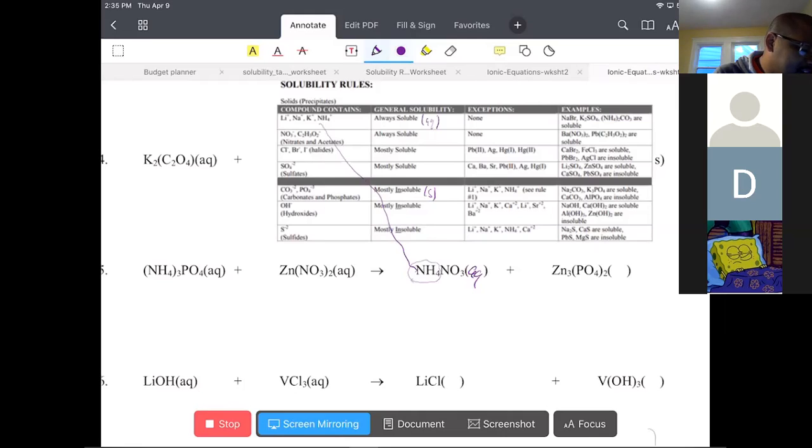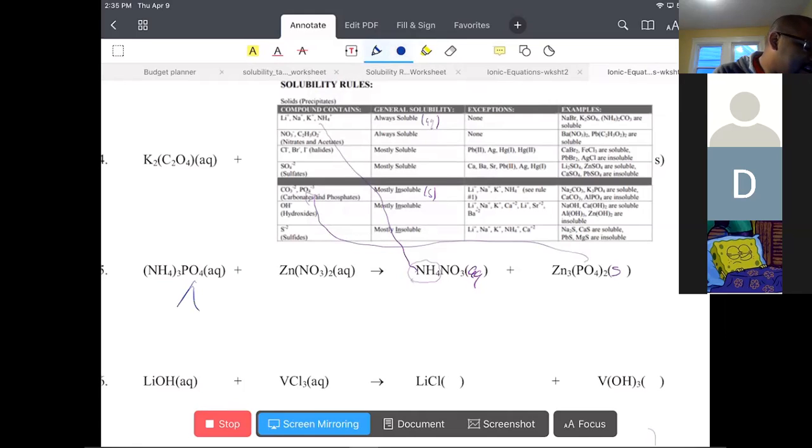Anyway, so I have zinc phosphate. The phosphate is here. And so that's how we know that it must be a solid, because zinc is not one of the exceptions. And so we're going to break it down now. Oh, I forgot to balance it. Good job, Mr. Douglas.